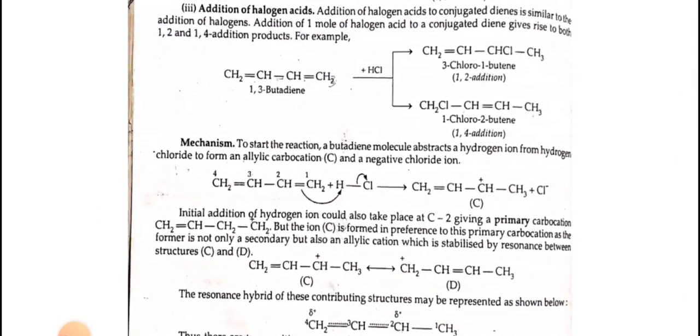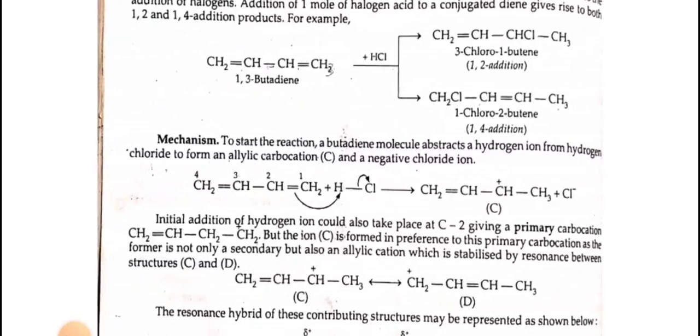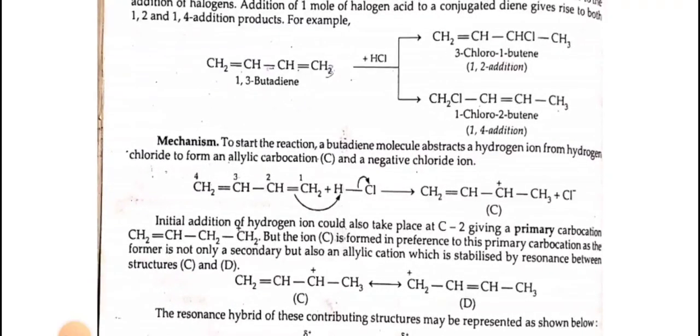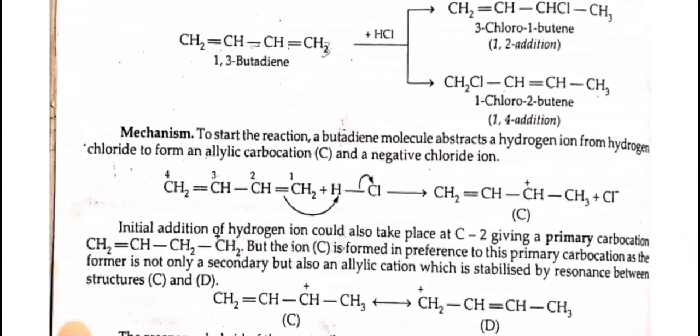Addition of halogen acids. Addition of halogen acids to conjugated dienes is similar to the addition of halogens. Addition of 1 mole of halogen acid to a conjugated diene gives rise to both 1,2 and 1,4 addition products. For example, 1,3-butadiene is converted into 3-chloro-1-butene and 1-chloro-2-butene.